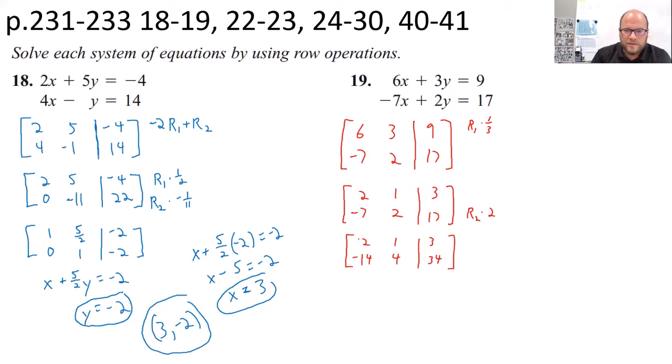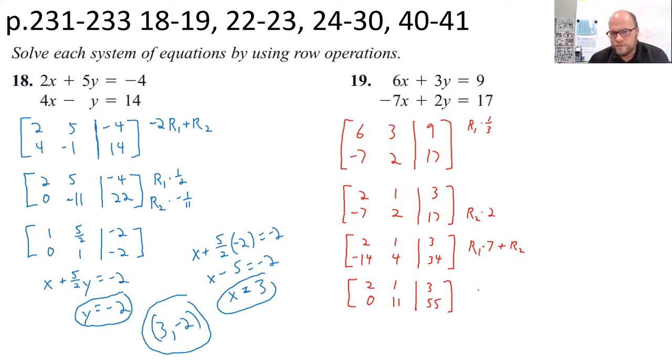So if I take now the top row and multiply these by 7, I'll get a +14, which then I could add to the bottom and cancel out. So I'm going to take row 1, multiply it by a +7, and then add it to row 2. So let me just rewrite this. 2, 1, and 3 on top. 2 times 7 is 14. Add to -14, that's 0. 1 times 7 is 7. 7 plus 4 is 11. 3 times 7 is 21. 21 plus 34 is 55.